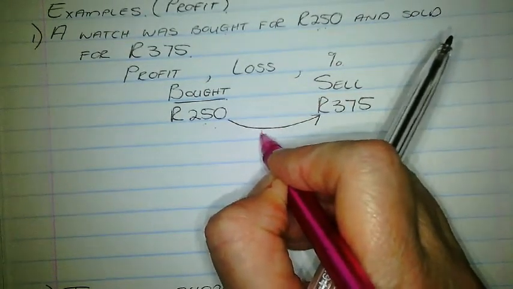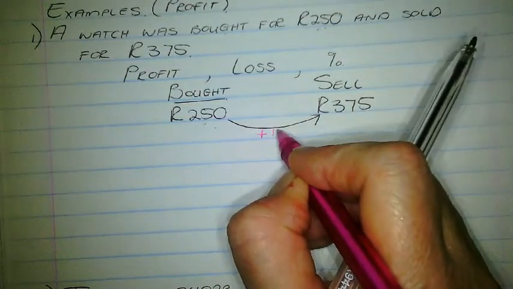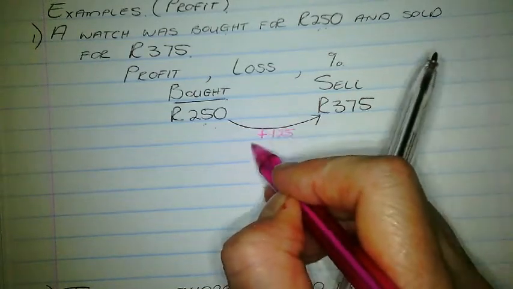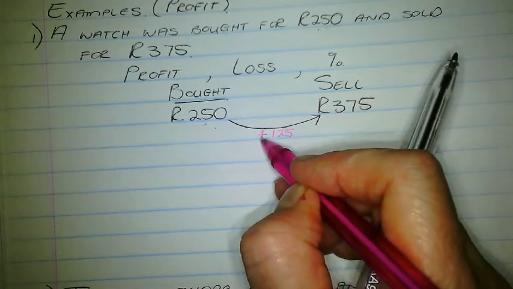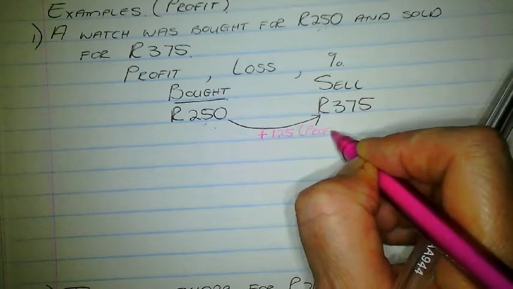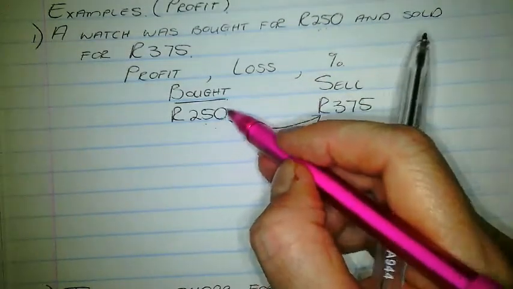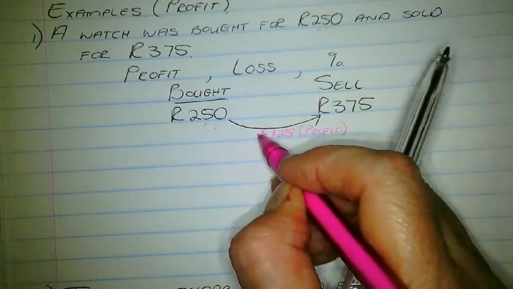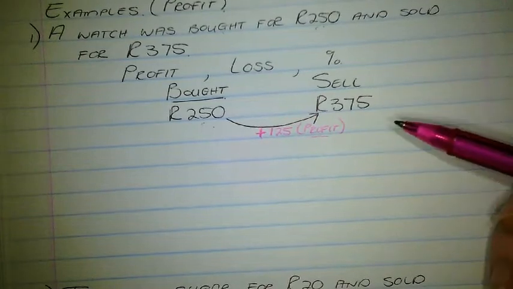I'm going to basically, from 250 I'm going to add 125 rand. So the fact that I add is a good thing for me, because it means more money in my pocket. So that means I'm going to make a profit. So my money is going to be more than I actually spent at the start to buy the watch. Okay, so the fact that there's a plus is going to tell me it's a profit. So that's answering your first question.